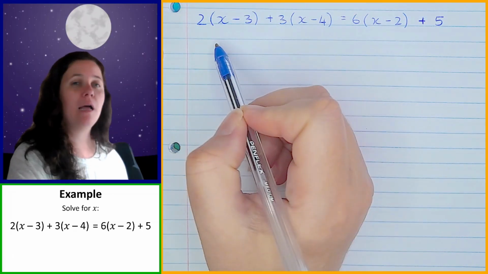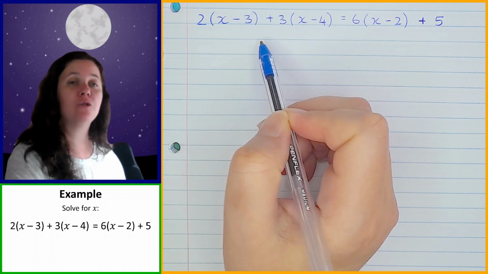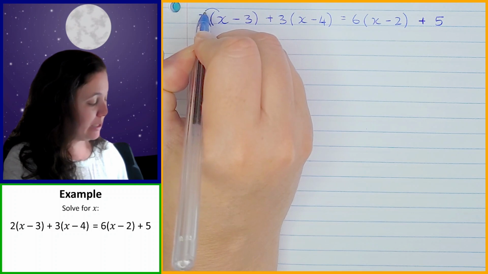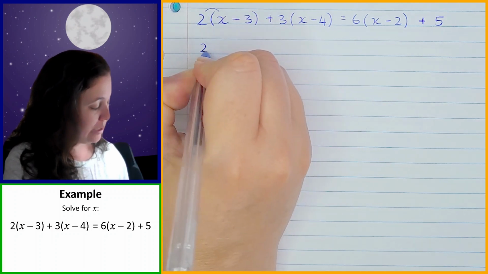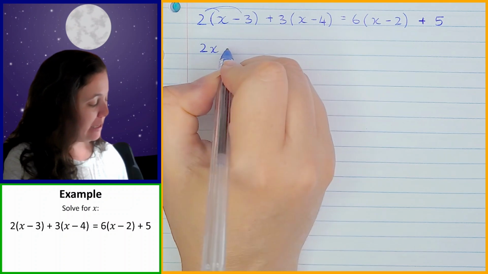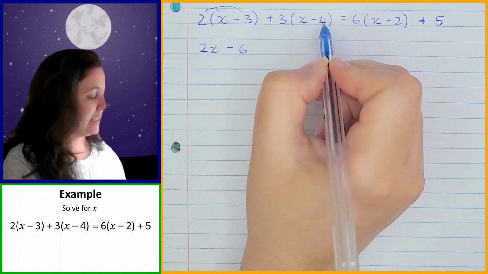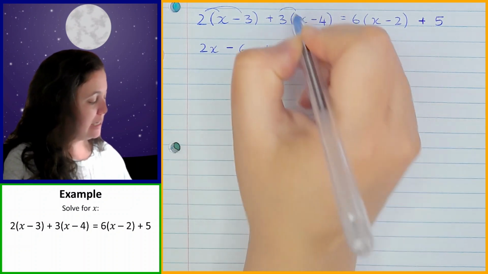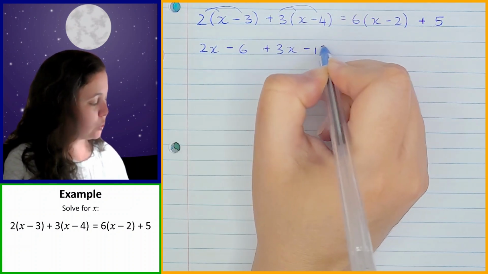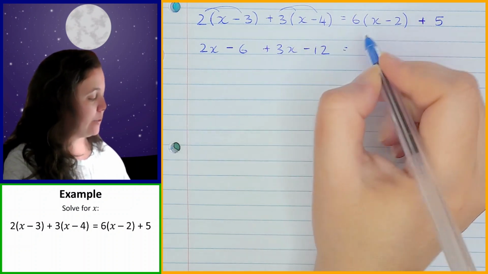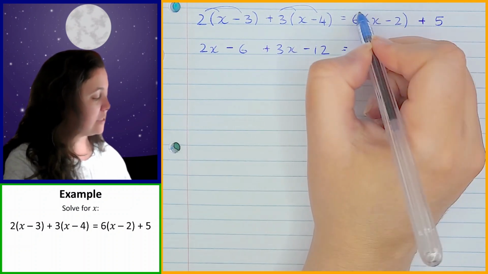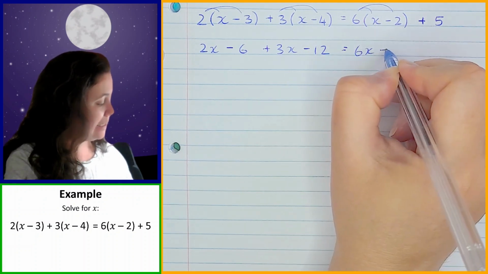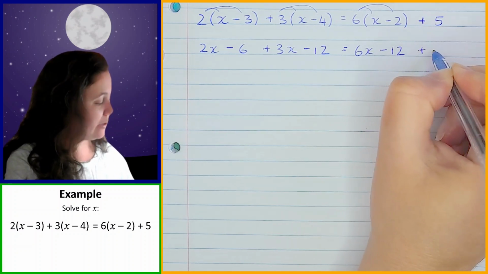So first of all, I need to get rid of my brackets. I need to multiply them out. So I'm going to be multiplying the 2 into the first set of brackets. So I've got 2 times x, that is 2x, and then 2 times negative 3 is negative 6. Then I go on to my next set of brackets. I've got plus 3 times x, that is plus 3x, and then 3 times negative 4 is minus 12. Then on the other side of my equation, so it's equals, then I've got 6 times x, that is 6x, and 6 times negative 2 is negative 12, and then I've got plus 5 over here.